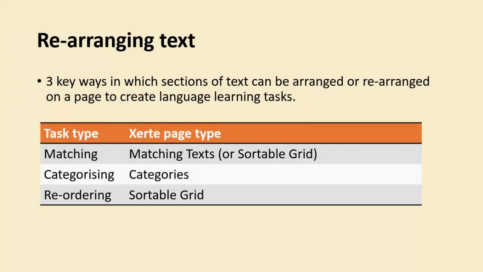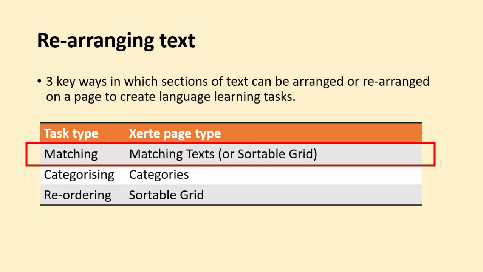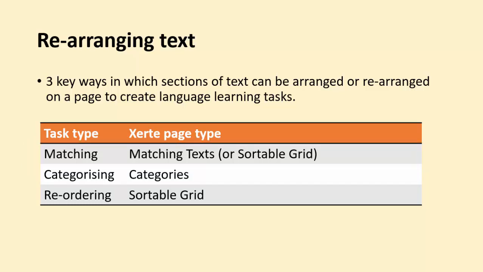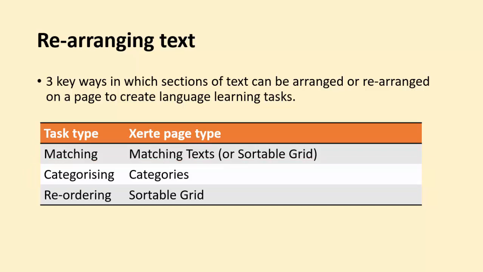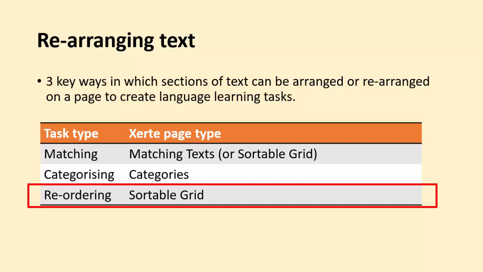So, to summarize, for a matching task, use either matching texts or Sortable Grid. Matching text is easy to author in, but Sortable Grid makes better use of space and possibly a better learner experience. For a categorizing task, use categories. The categories are presented in columns and you drag items into each column. And then finally, for a reordering task, use Sortable Grid with one or two columns.